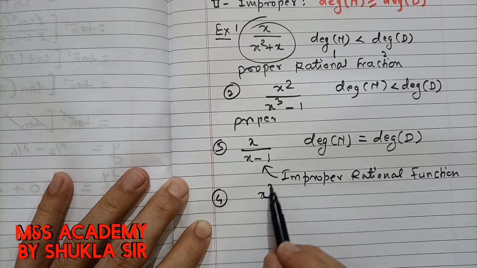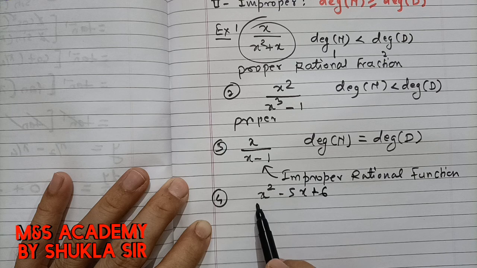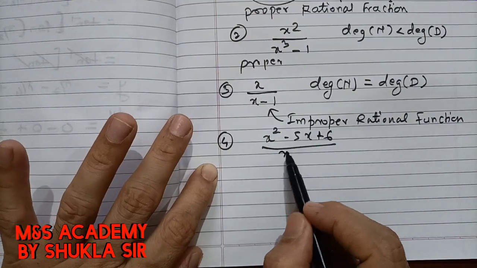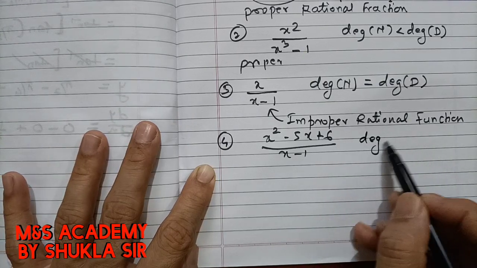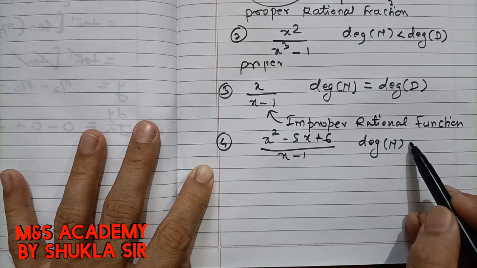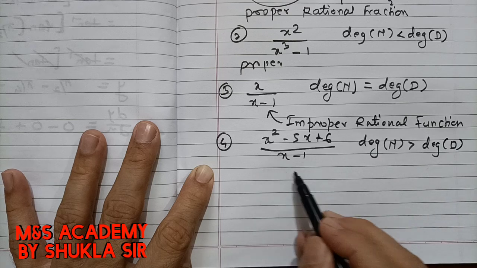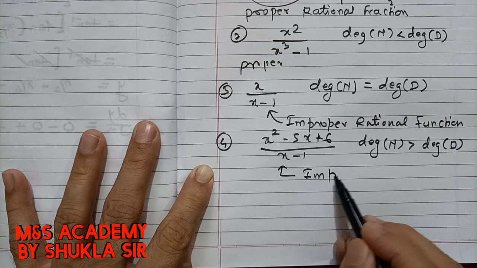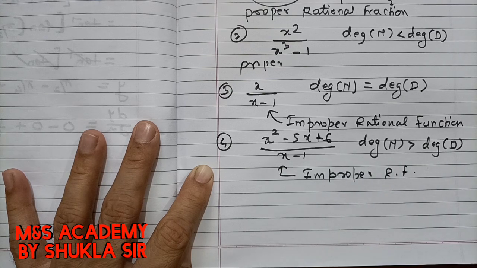Next one, x square minus 5x plus 6 divided by x minus 1. Here again the degree of numerator is greater than degree of denominator, therefore it is an improper rational function.